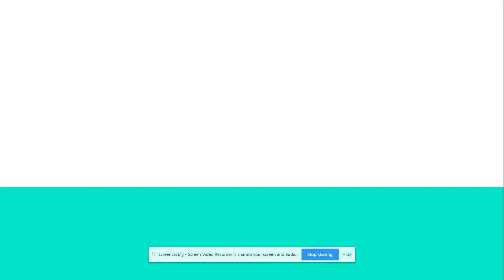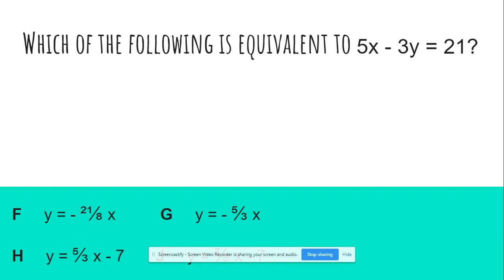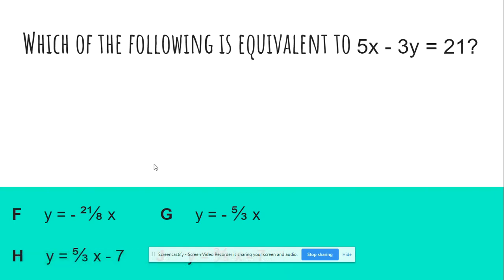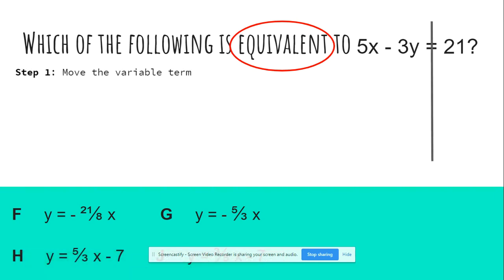Okay, all right, just another example. It says which of the following is equivalent to 5x minus 3y equals 21? Well, if I look at my answer choices, they're in y equals, meaning this is standard form and I want it in slope-intercept form. So we're going to do the same steps. So it's equivalent, it's just a different form, kind of like 1/2 and 2/4. It's the same amount, it's the same thing, they're equivalent, but it looks different.